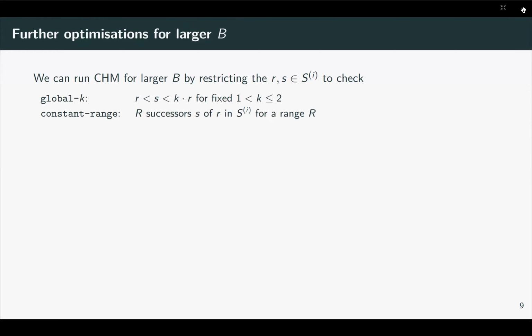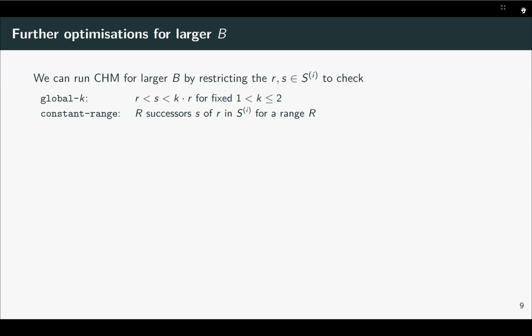But we actually did run the algorithm for larger B. What we did was run the CHM algorithm, but did not check all pairs R and S in this. We restrict ourselves to only checking certain sized R and S. We give a few ways of doing this, and I'm going to present just two of them here.